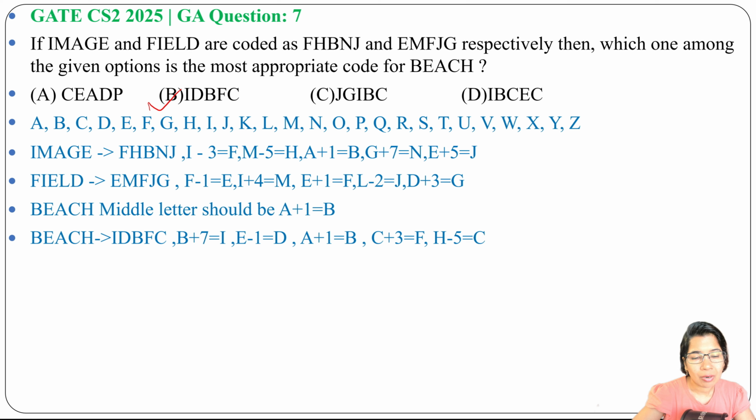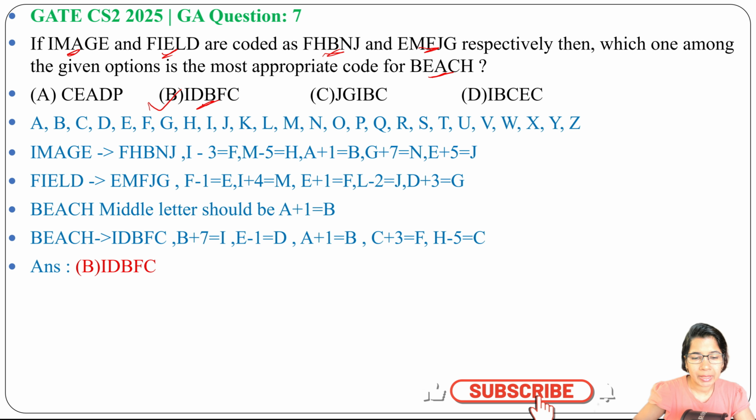You don't need to check all the alphabets, just check the middle one. A plus 1, B. E plus 1, F. A plus 1, B. That's it. So the answer will be option B. If there are multiple options with middle one as B, then you need to compare. So here the answer is option B, IDBFC.